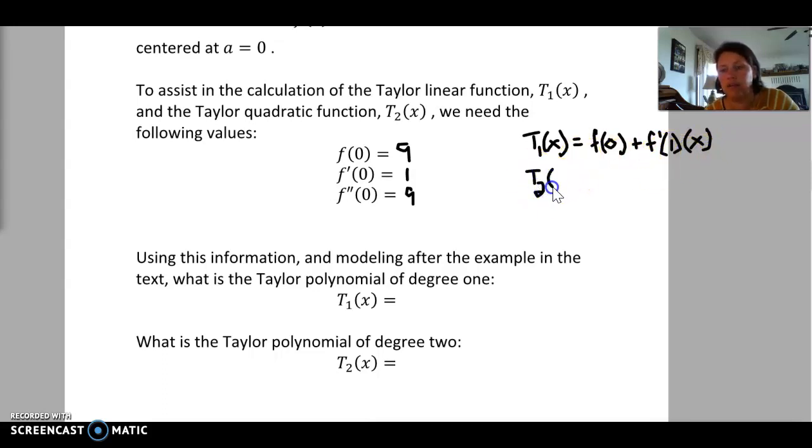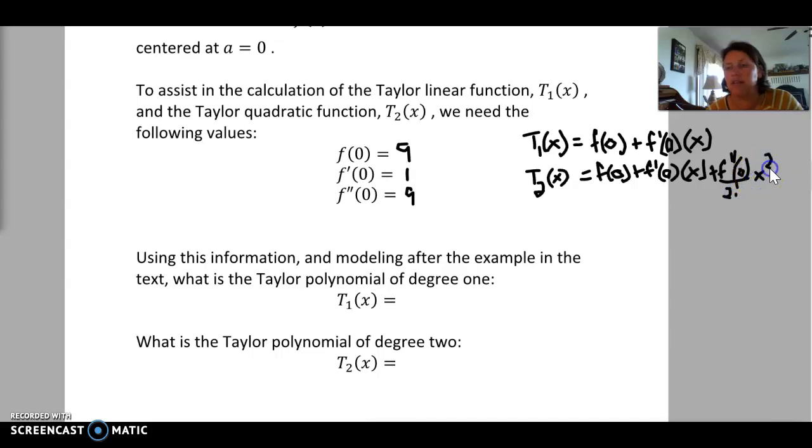A second degree polynomial, t sub 2 of x, is going to equal all that we have for t sub 1, plus f double prime of 0 over 2 factorial times x squared. Okay, so we're going to find both of those.